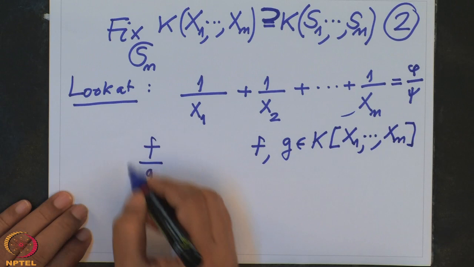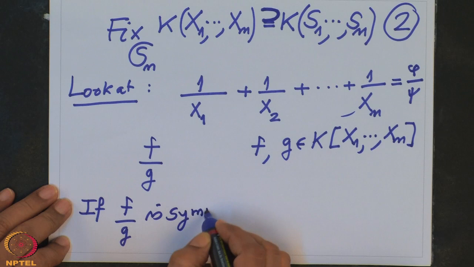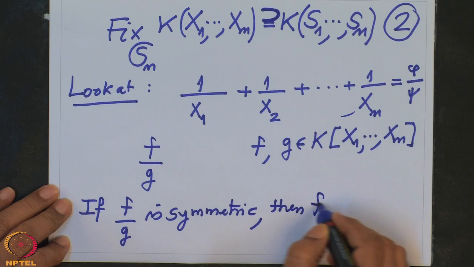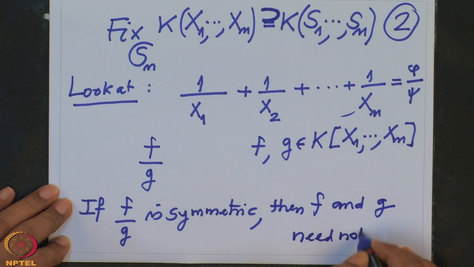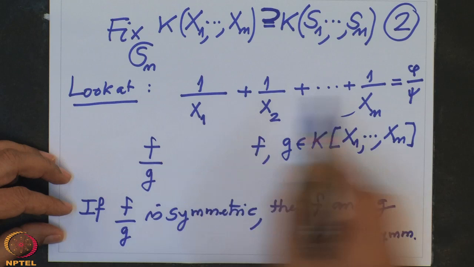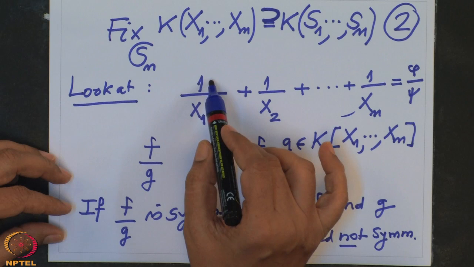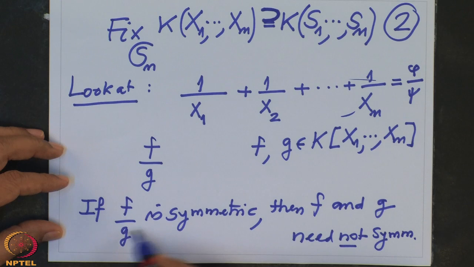and this is symmetric, if f by g is symmetric, then f and g need not be symmetric. That is very easy, because here is the above example. If I write what is phi and psi in this case, psi will be obviously x1 to xn, and phi will be what? I have to multiply this by x2 to xn and so on, and that will be the sum. So therefore, if a rational function is symmetric, then individually f and g may not be symmetric polynomials. But you know, this is not a unique way of writing the rational functions. So how do you make it more clear?